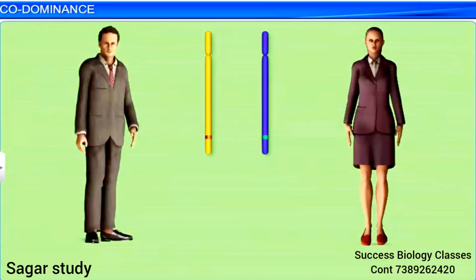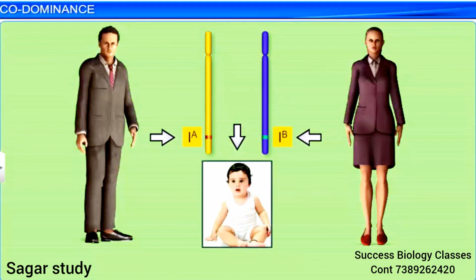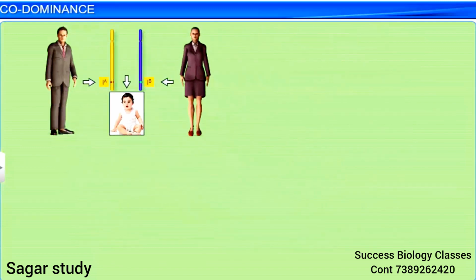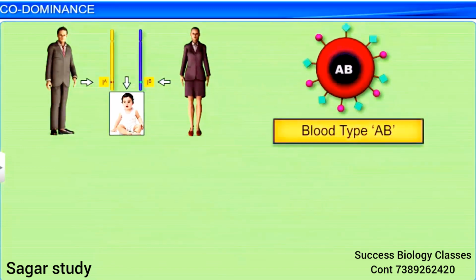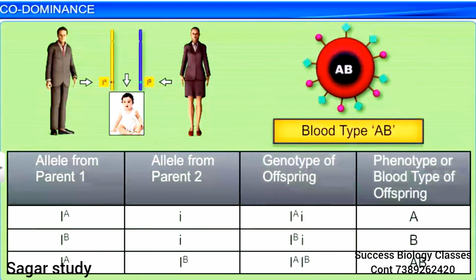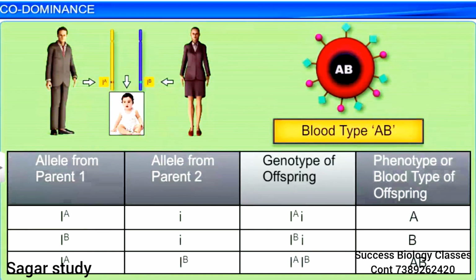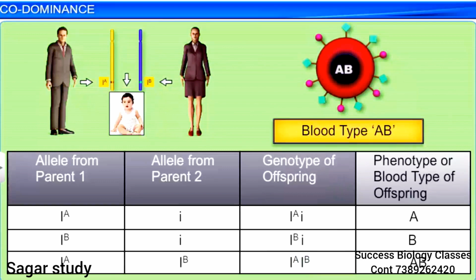However, when the allele from one parent is capital IA and from the other is capital IB, both the alleles express their own types of sugar in the offspring due to codominance. In this case, the RBCs have both A and B types of sugars in them, and the genotype of the offspring is capital IA, capital IB, and the phenotype or the blood group is AB.